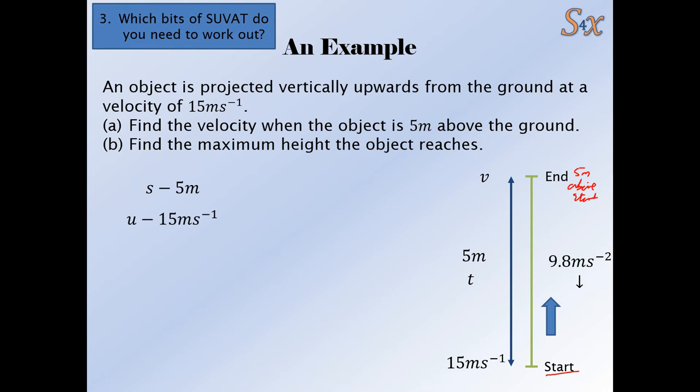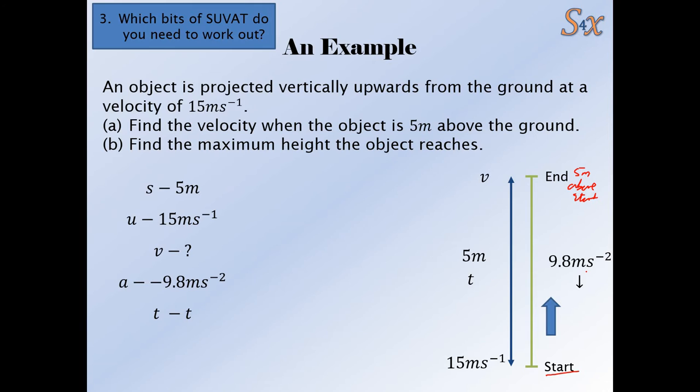The initial velocity was given to us in the question. It's 15 meters per second. The velocity is the thing we're after. We wanted the velocity when the object is 5 meters above the ground. Now the acceleration is minus 9.8 meters per second squared, because the acceleration points downwards because it's due to gravity, and gravity always pulls things downwards. And we're taking upwards as positive, so it's actually a negative here.